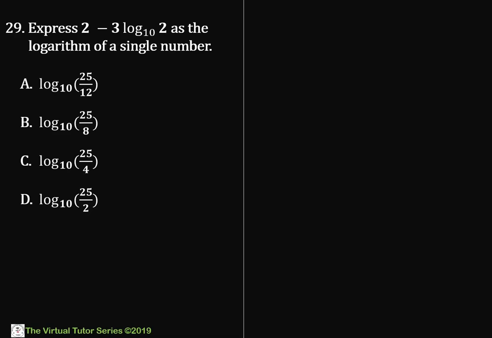Question 29. Express 2 minus 3 log 2 to the base 10 as the logarithm of a single number. Solution. We are to express 2 minus 3 log 2 to the base 10 as the logarithm of a single number. 2 can be expressed as log 100 to the base 10. In other words, 10 exponent 2 is 100.